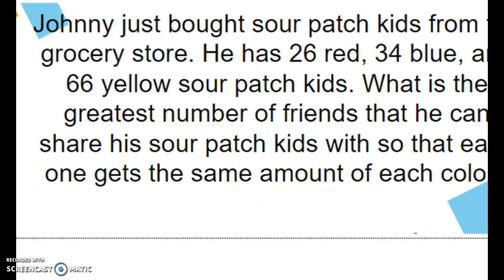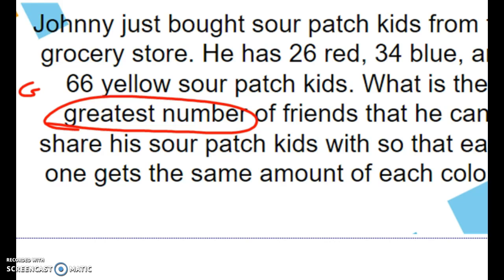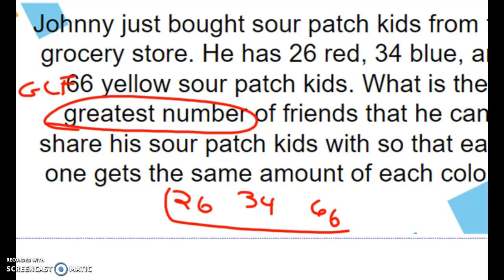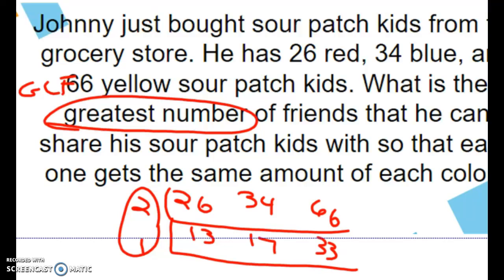All right, here is a word problem. Since it says it wants to know the greatest number, we are going to do the GCF. Okay, so we're going to do the GCF of 26, 34, and 66. I'm going to take a 2 out because they're all even. So I have 13, 17, and 33. I can't take anything out of all of those, so my GCF is just going to be 2.